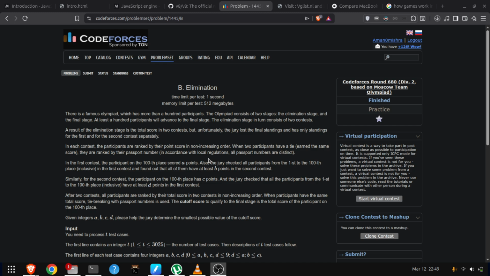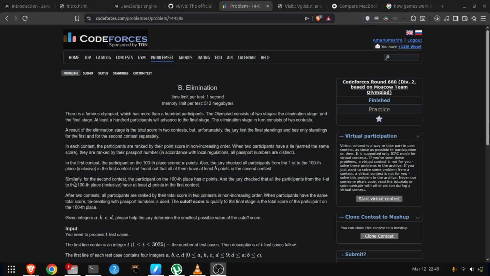In the first contest, the participant on the 100th place scored A points. Also, the jury checked all participants from first to 100th place inclusive in the first contest and found out that all of them have at least B points in the second contest.